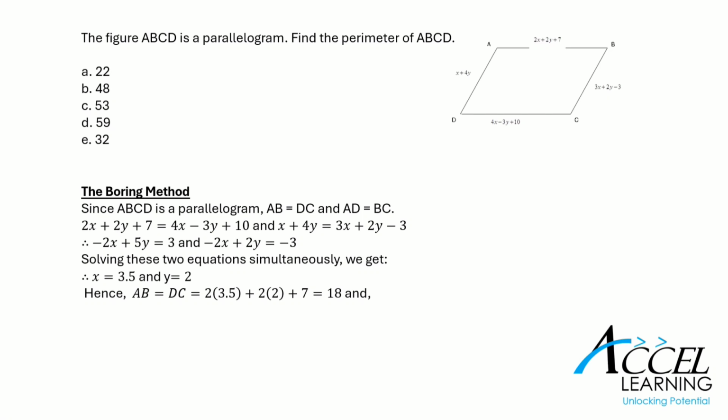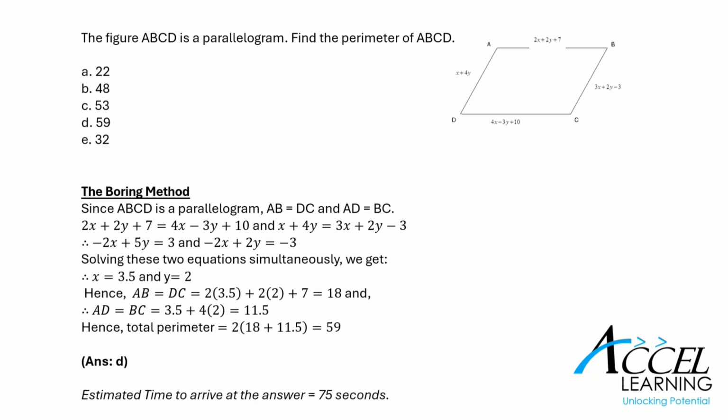Hence, AB equals DC is equal to 2 times 3.5 plus 2 times 2 plus 7 equals 18. And AD equals BC is 3.5 plus 4 times 2 equals 11.5. Hence, the total perimeter equals 2 times 18 plus 11.5 equals 59. And the answer is letter D. Estimated time to arrive at the answer is 75 seconds.